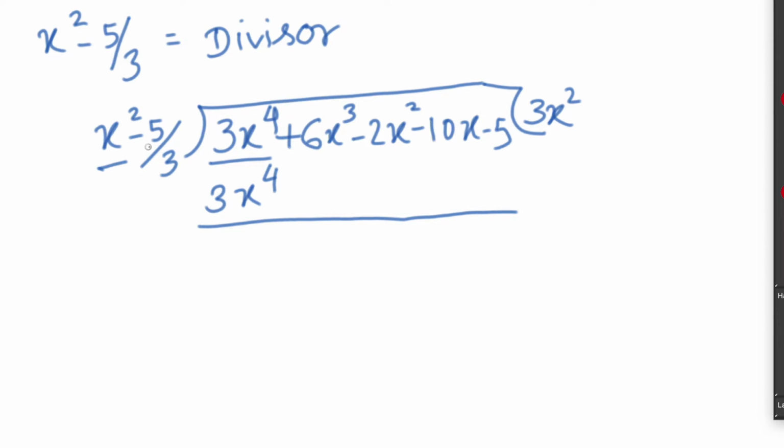So next what we have to do, I am multiplying x square with 3x square as I am getting 3x⁴. Also we have to multiply that 3x square, which is in the question part, with the second term of the divisor also. So 3x square into 5 by 3, after multiplying 5 by 3 into 3x square, 3 and 3 get cancelled, and what we will get is minus 5x square. So we have to write minus 5x square in the bottom of minus 2x square.